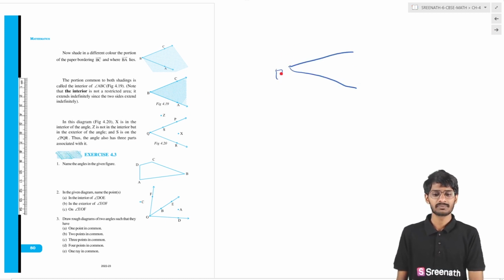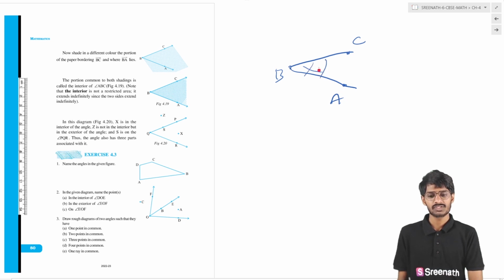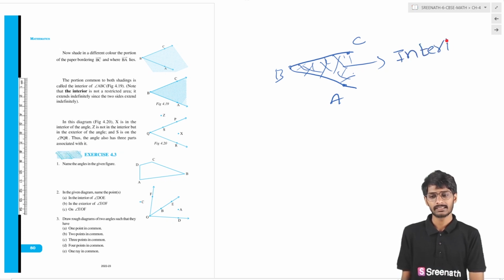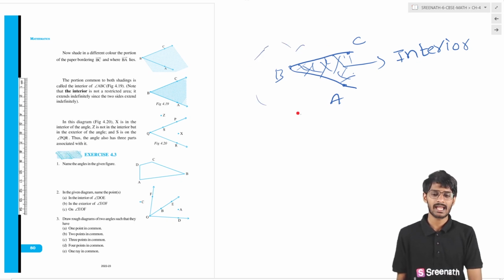So suppose this is B, this is C, this is A, students. Then the area which is common to this area we call the interior. So this is the interior of the angle. This is the interior area, and this is the exterior area, students. So what is in between the two rays subtending some angle, we call the interior. All of this is the exterior, students. Okay, like that.